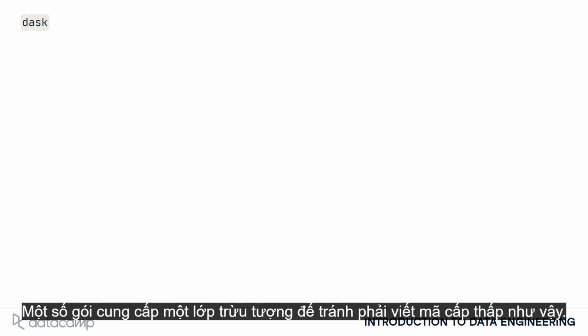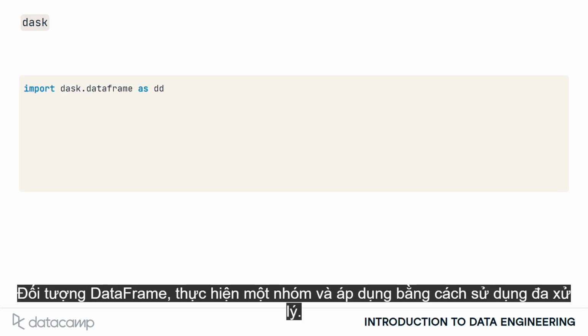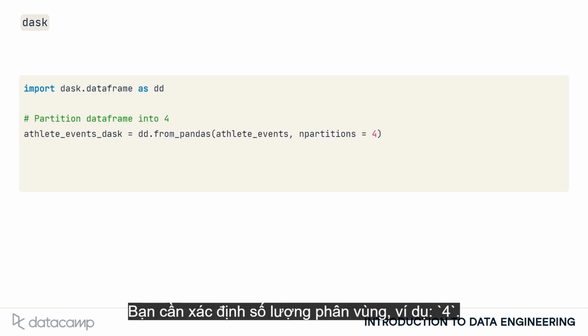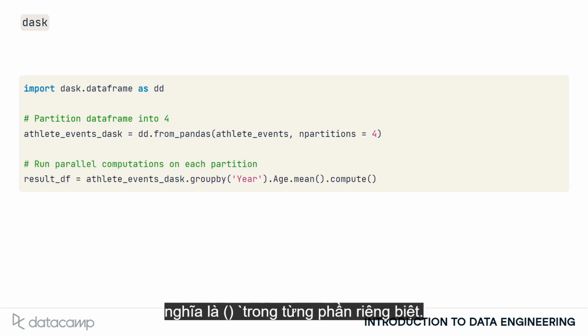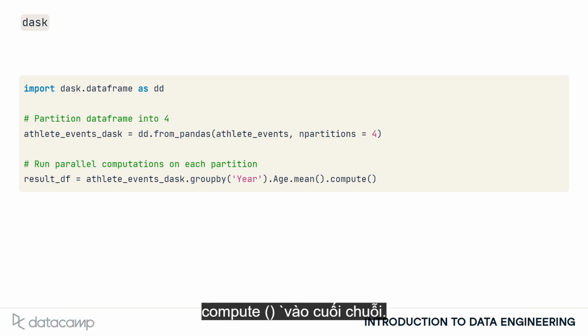Several packages offer a layer of abstraction to avoid having to write such low-level code. For example, the Dask framework offers a data frame object, which performs a group by and apply using multiprocessing out of the box. You need to define the number of partitions, for example 4. Dask divides the data frame into 4 parts and performs .mean within each part separately. Because Dask uses lazy evaluation, you need to add .compute to the end of the chain.